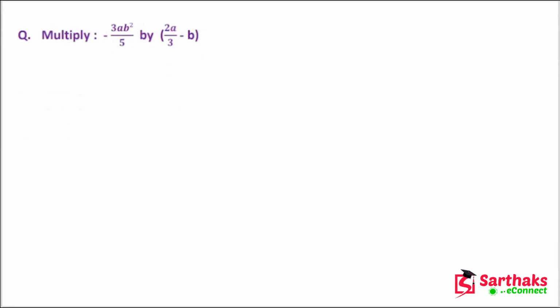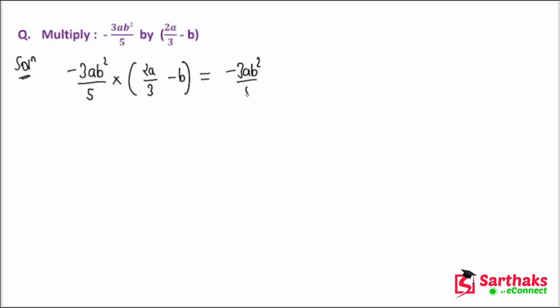Now this question says that minus 3ab square upon 5 has to be multiplied by 2a by 3 minus b. Obviously these are unlike terms, so yes, it is a monomial into binomial. So minus 3ab square whole upon 5 into 2a upon 3 minus b. What it will be? It will be minus 3ab square upon 5 into 2a upon 3, right, minus.